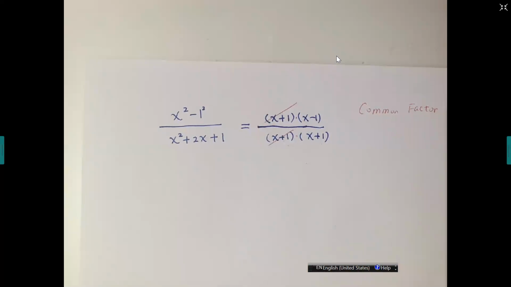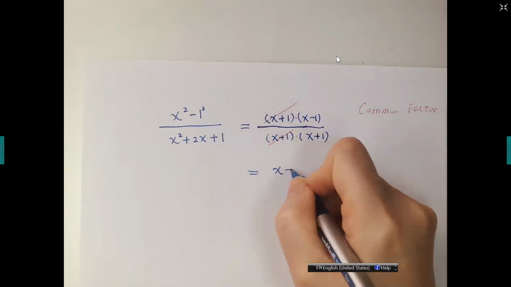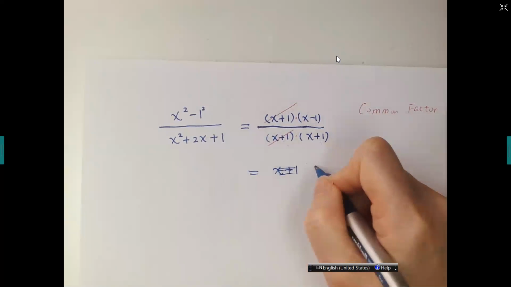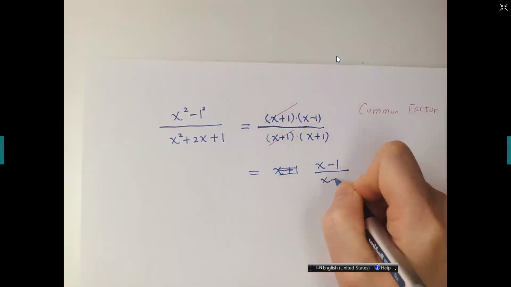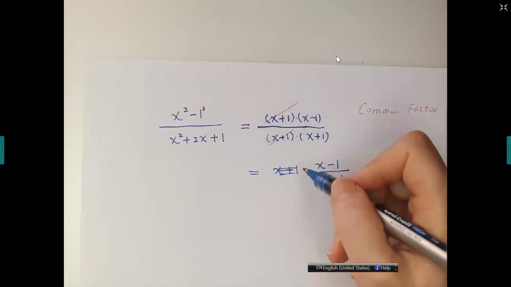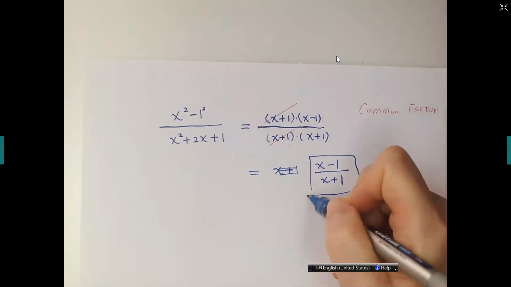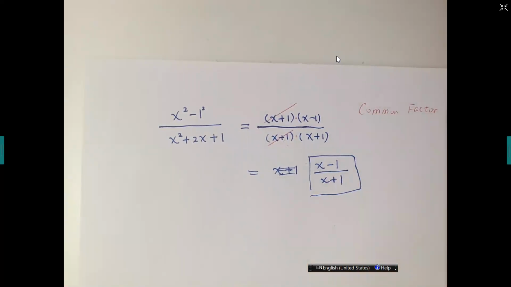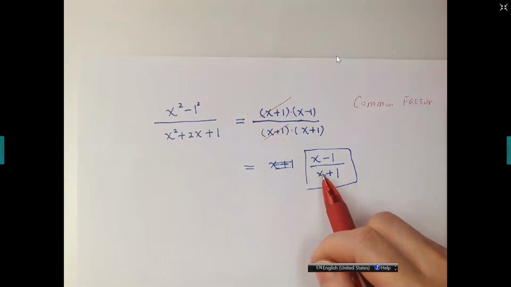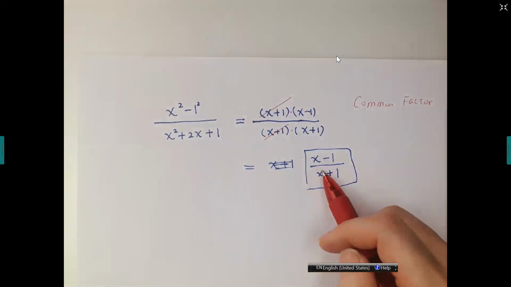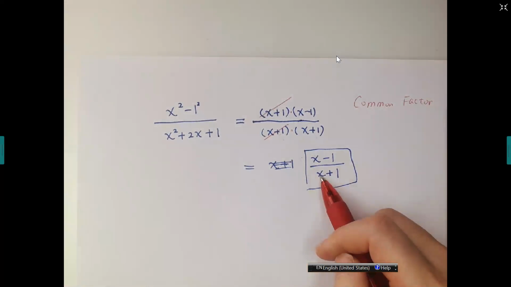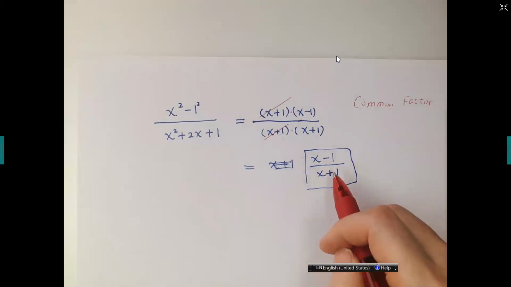Then the final answer will be what? X plus 1, no, sorry, x minus 1 over x plus 1. Final answer. Do not ever try to simplify this by crossing those two. Those two x's cannot cancel each other. Why? Because they are not factors here. And this will be the final answer.